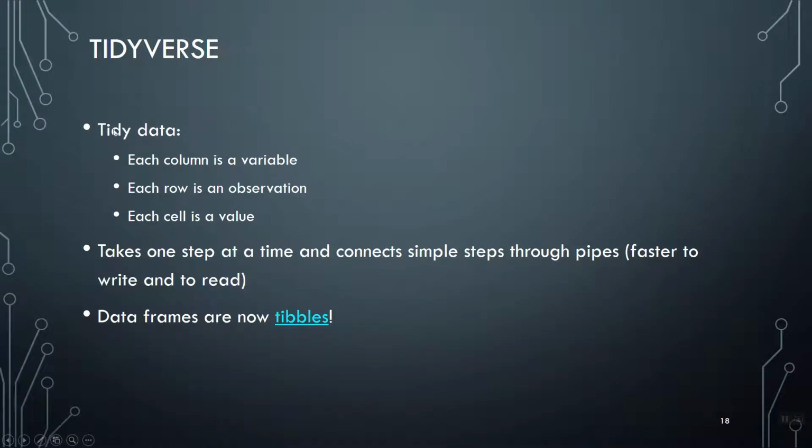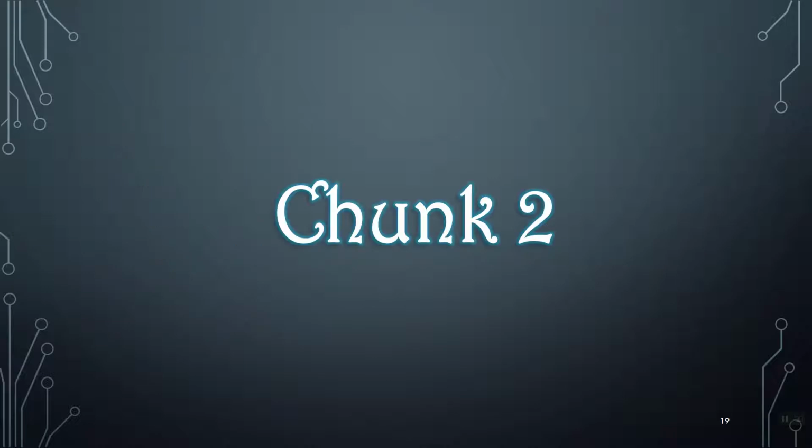Tidyverse has a motto or slogan, and it is that they are working with tidy data. Each column is a variable, each row is an observation, and each cell is a value. I think this is what we are always working with, so it's not difficult to understand. The good thing is that it takes one step at a time and connects simple steps through pipes. You will see what a pipe is. It's easy to read and easy to write once you understand how it works. We have been working so far with data frames, but now they call it a table. A table is very similar to a data frame, and actually it is a data frame, but it has many other characteristics. We're going to see some of them.